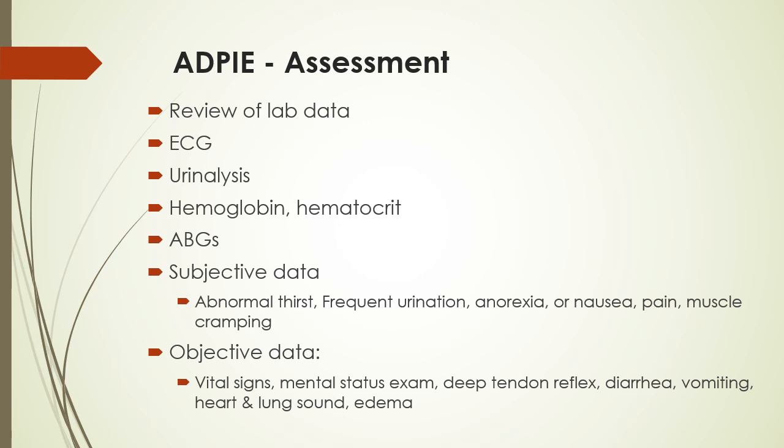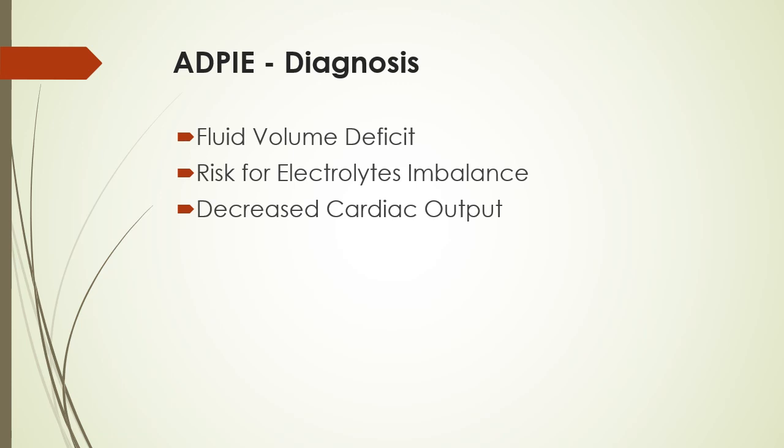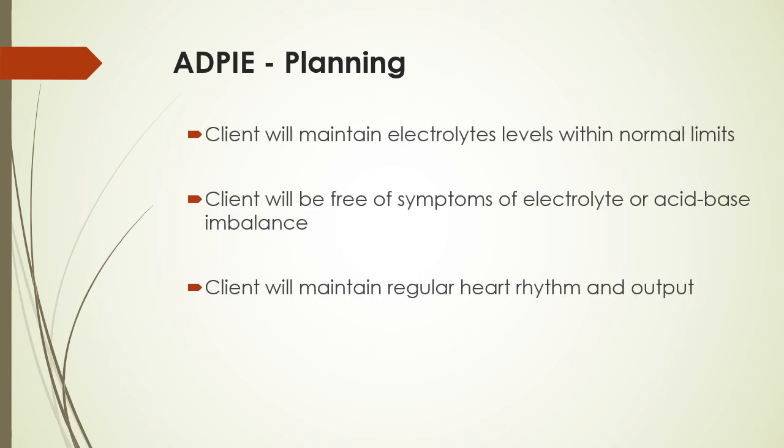Vital signs, mental status, DTR, deep tendon reflexes, diarrhea, vomiting, heart and lung sounds. All right, what diagnoses are we going to come up with? Fluid volume deficit, risk for electrolyte imbalances, and decreased cardiac output. What do we want to do? Client will maintain electrolyte levels within normal limits, be free of symptoms of electrolyte or acid-base imbalance, and maintain regular heart rhythm.